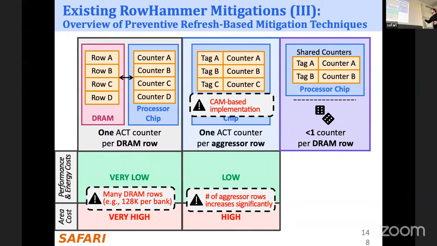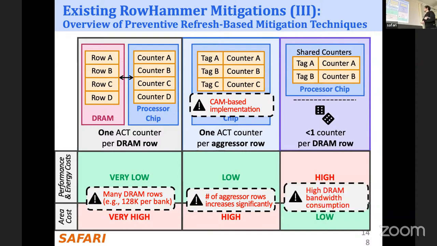And these mechanisms have other aspects that allow them to be provably secure against RowHammer bit flips, but I won't talk too much in detail about them. But these have low area costs, and they have high performance and energy costs. So I'll leave this at that.